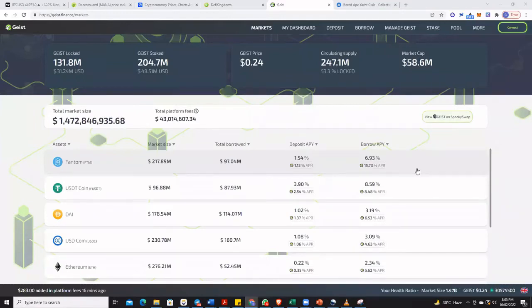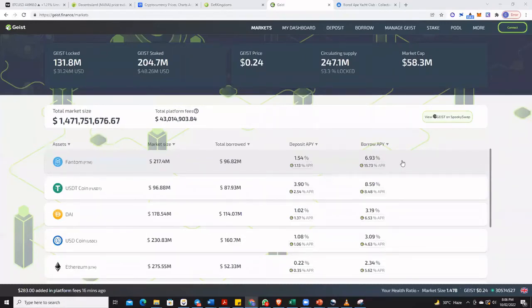Now, something that people tend to do is, for something like Phantom, you can buy Phantom, deposit it here, borrow Phantom, and deposit it again, right? So that way you're earning from the deposit side, you're earning from the borrow side. Okay, that's something called hyper compounding.